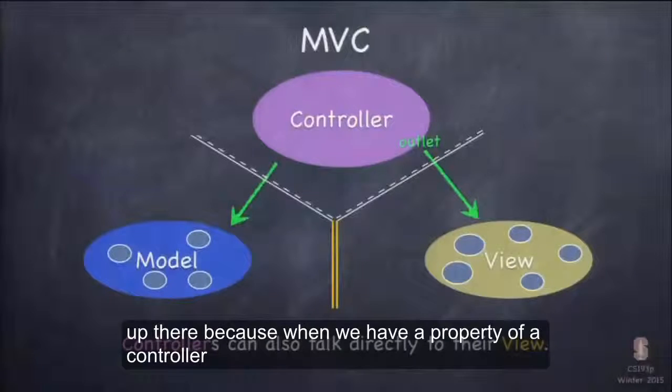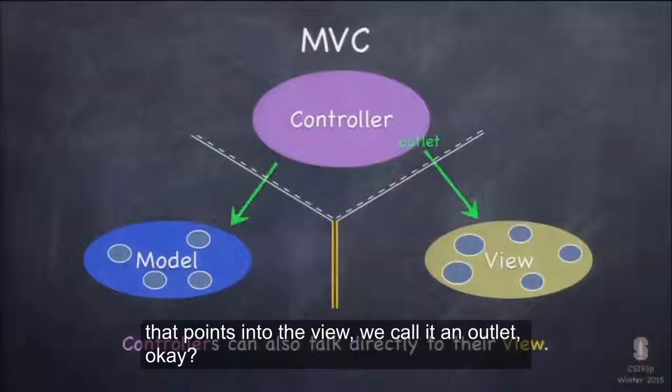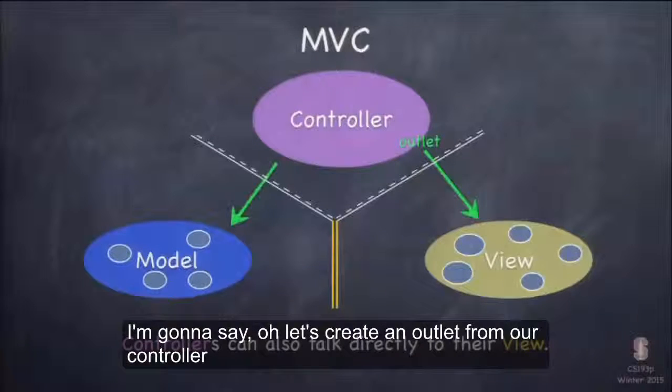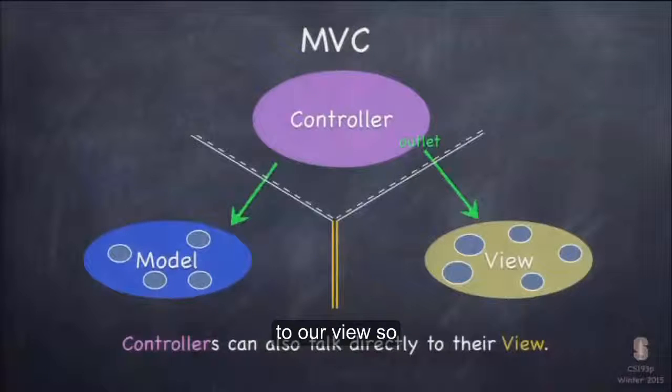I put that little green word outlet up there because when we have a property of a controller that points into the view, we call it an outlet. You're going to see that in the demo on Wednesday. I'm going to say, let's create an outlet from our controller to our view so our controller can talk to its view.